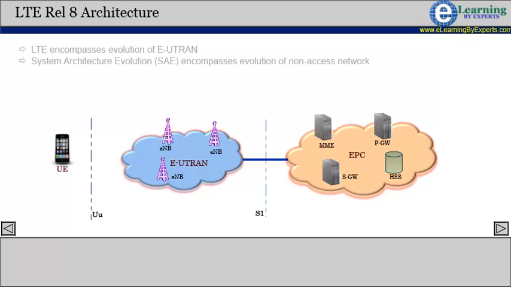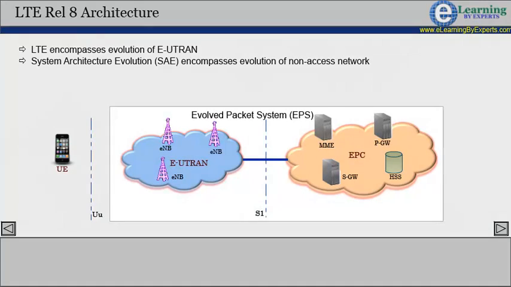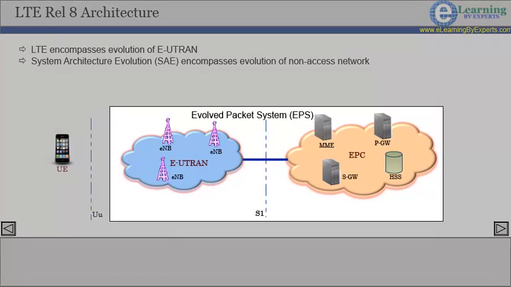The term LTE encompasses the evolution of the Universal Mobile Telecommunication System, UMTS, radio access through the evolved UTRAN, E-UTRAN. It is accompanied by an evolution of the non-radio aspects under the term System Architecture Evolution, SAE, which includes the evolved Packet Core, EPC, network. Together LTE and SAE comprise the Evolved Packet System, EPS.